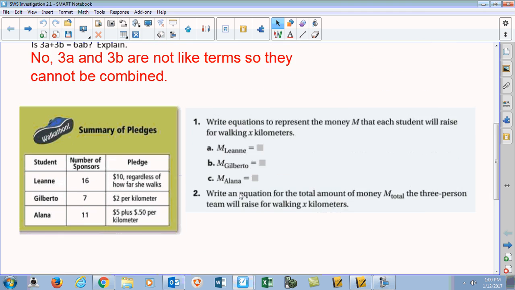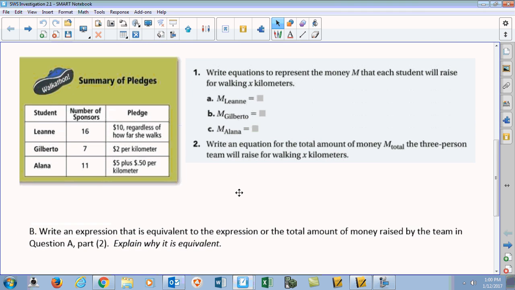So moving in now to the meat of the lesson, we're going to come up to the first challenge of writing an equation. And you're going to see three students here that are doing a walkathon. And what we're going to do is search for equations for those three students with the information over here to the left.